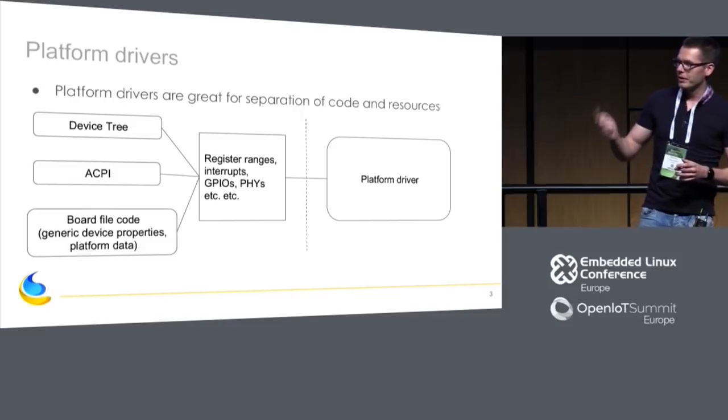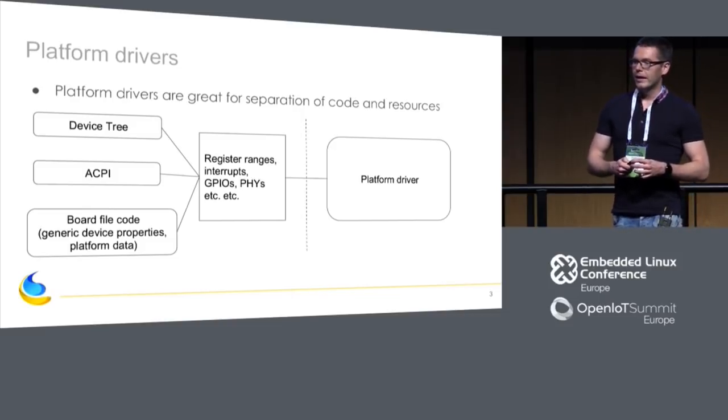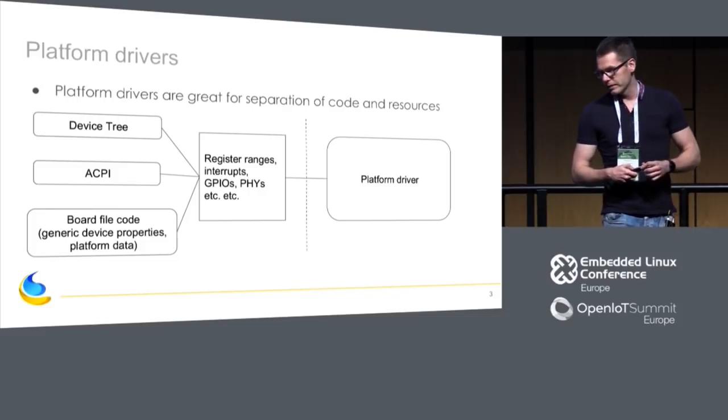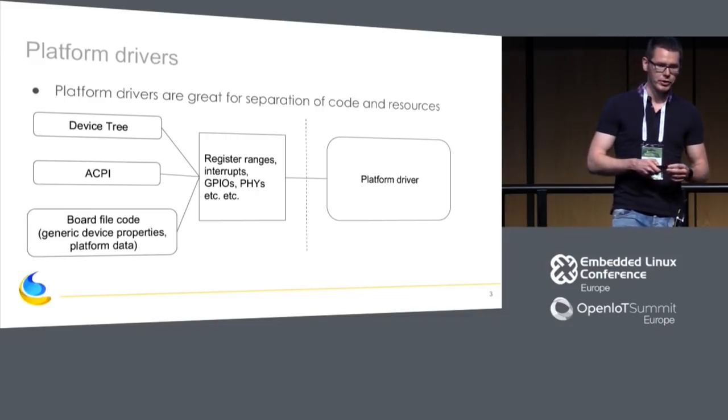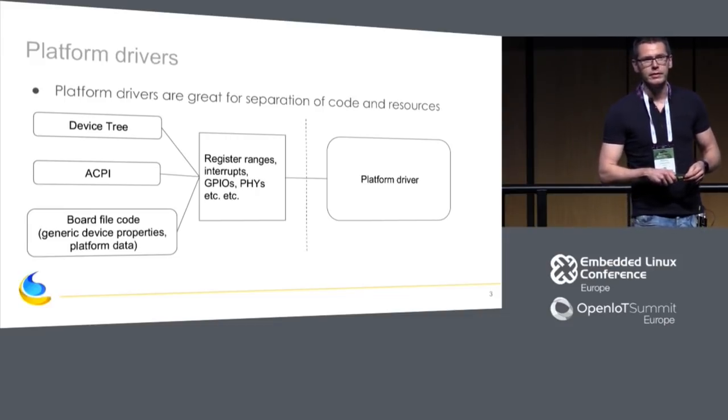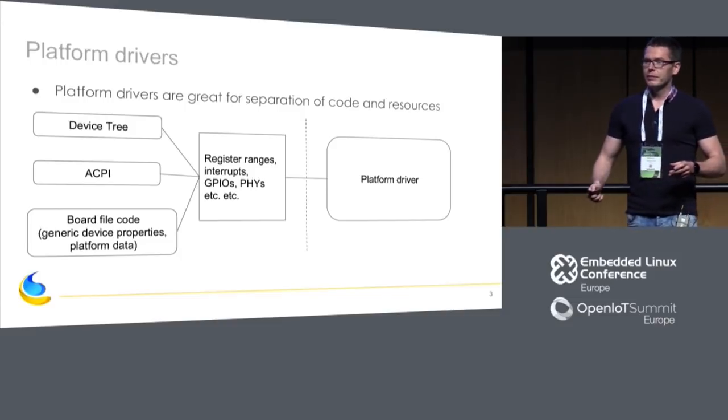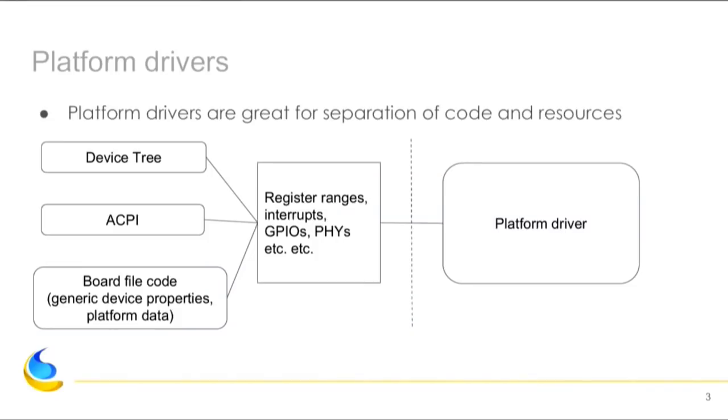So nowadays, it's mostly device tree for architectures such as ARM64, ACPI. I don't know much about ACPI. I just know that it is there. And for older architectures like DaVinci, it's the board files, and either you use the legacy platform data or generic device properties, which are better because they can be used the same way that device tree properties are. And then resources such as register ranges, interrupts, some higher level resources such as GPIOs or PHYs in case of network devices are defined in, let's say, device tree or board files, and then they are abstracted and fed through various frameworks to platform drivers.